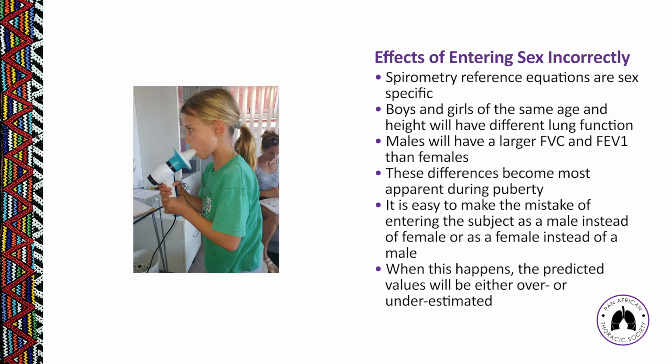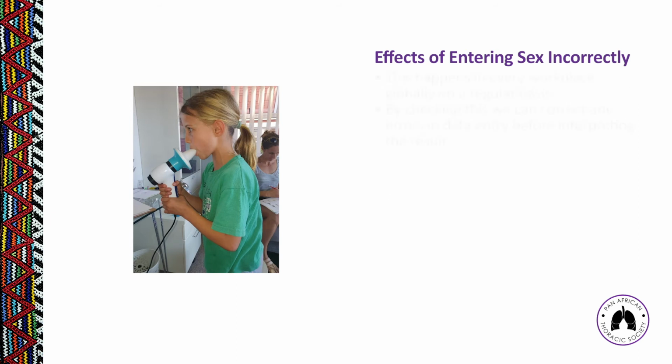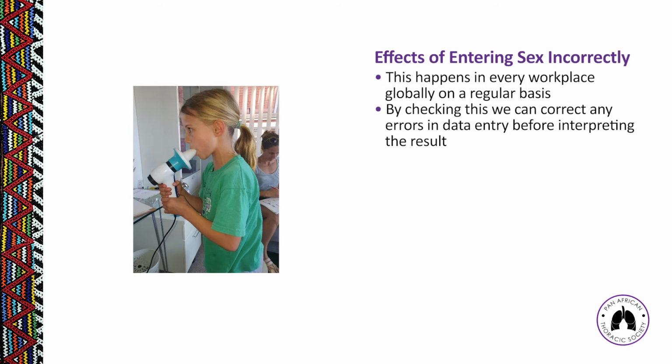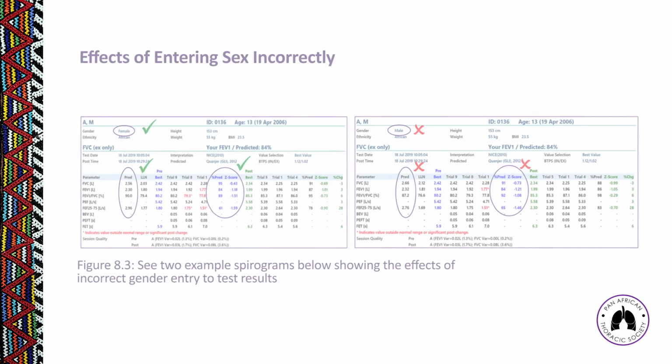And when this happens, the predicted values will be either over or underestimated. This happens in every workplace globally on a regular basis. By checking this, we can correct any errors in data entry before interpreting the test result. So looking at figure 8.3, we see two example spirograms showing the effect of incorrect gender entry into test results.